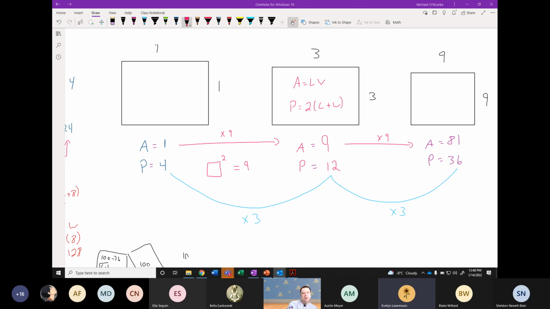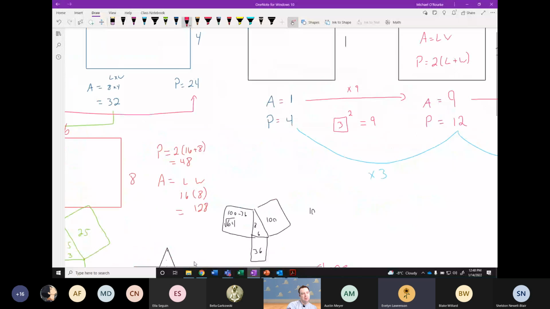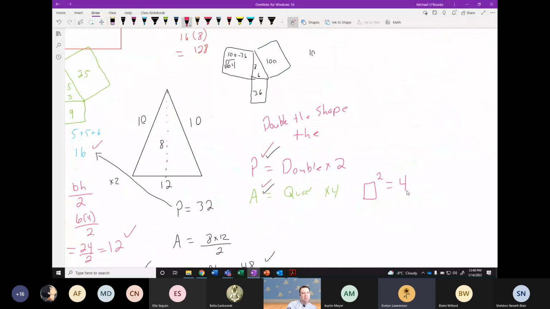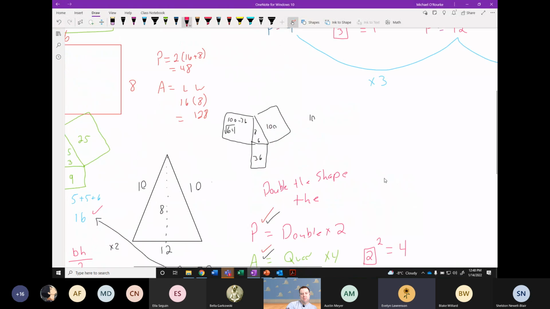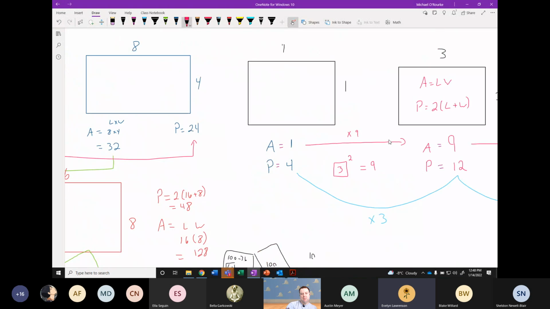Well, if you look down here, we quadrupled. What squared equals 4? 2. So if we double it, we get the square of it, right? If we triple it, we put a 3 in there, 3 squared. Now, I bet you can make a prediction.